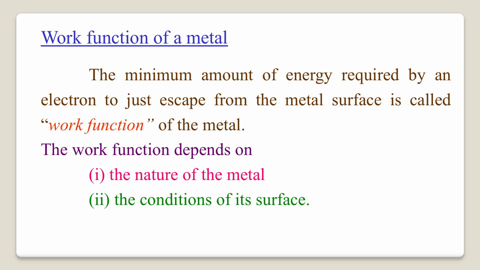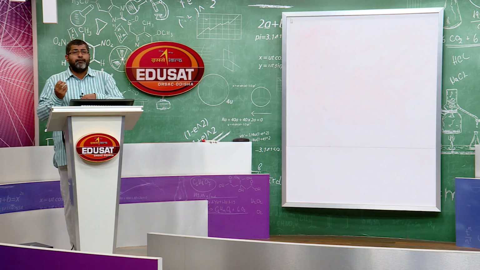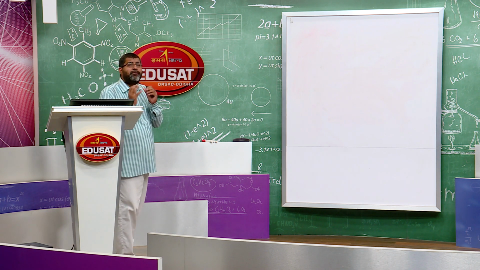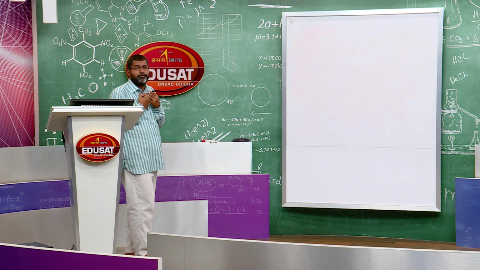And this work function depends not only upon the nature of the metal, but also upon the condition of its surface. Now, this work function is measured in the unit electron volt and is denoted by the symbol phi or W0.